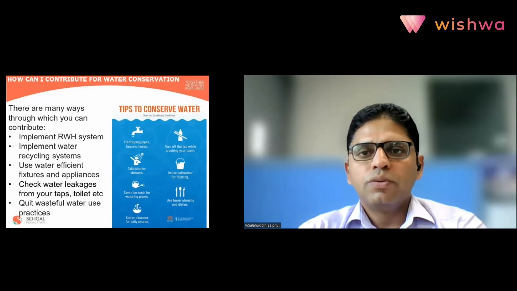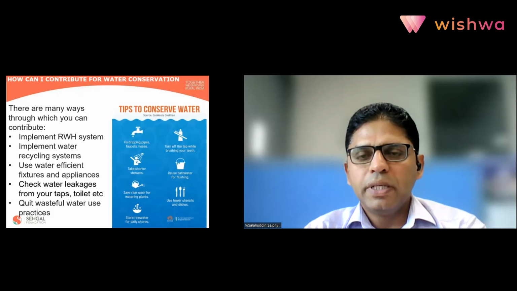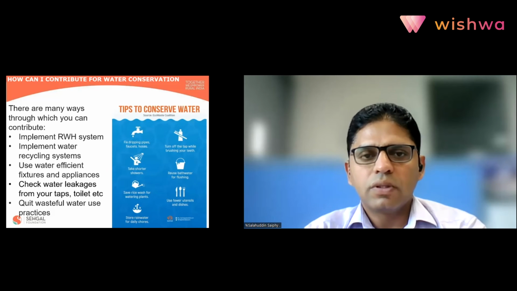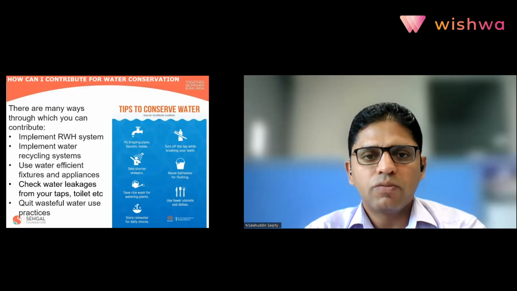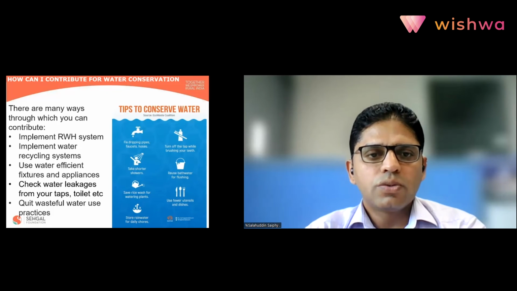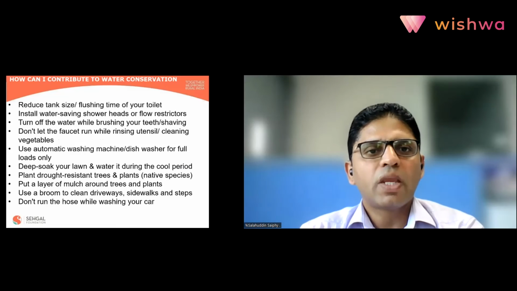At household level also, we can play our part in saving the water, because water saved is water available for future use. So you can implement rainwater harvesting, you can implement wastewater recycling so that water is used several times before it goes into the drains. And you can also adopt water efficient fixtures and appliances. You can also check the leakages from your taps, toilets, etc. And you need to quit water wasteful practices.